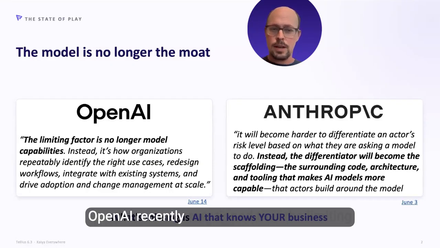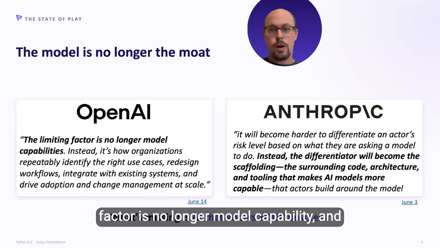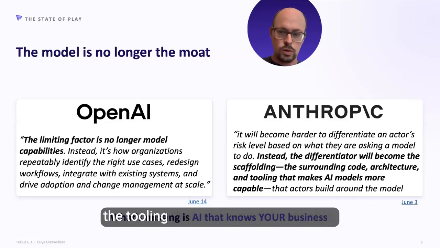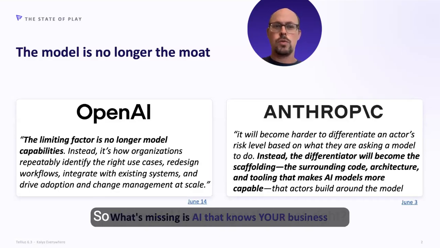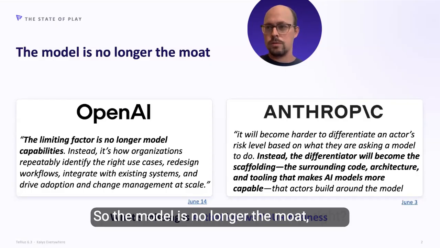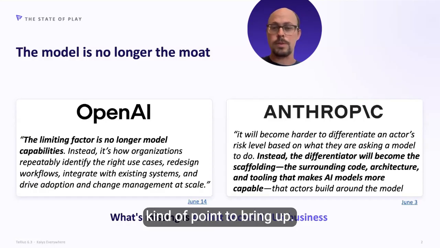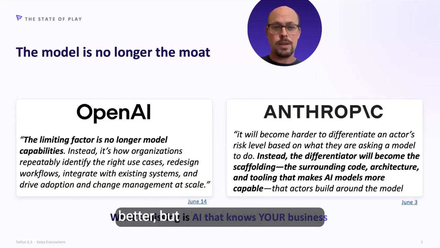OpenAI recently mentioned that the limiting factor is no longer model capability. And Anthropic said something very similar about how the differentiator is the scaffolding around the model, the code, the architecture, the tooling that make models capable. So the model is no longer the moat, right? I think that's a pretty non-trivial point to bring up. The models are continually getting better, but it's no longer the moat.